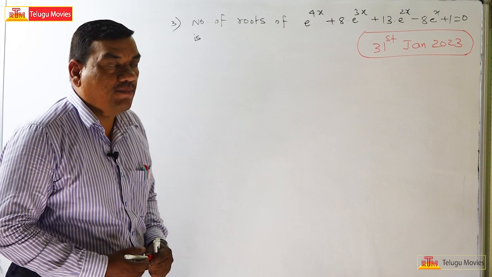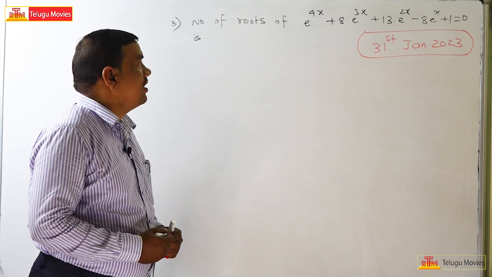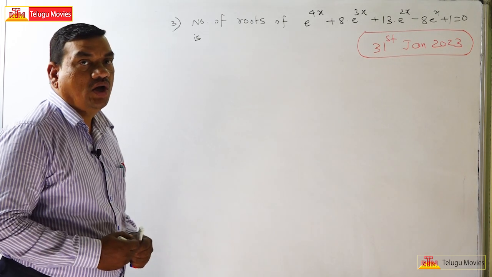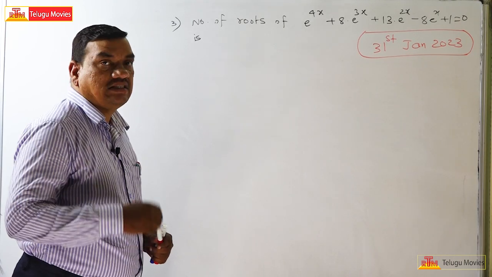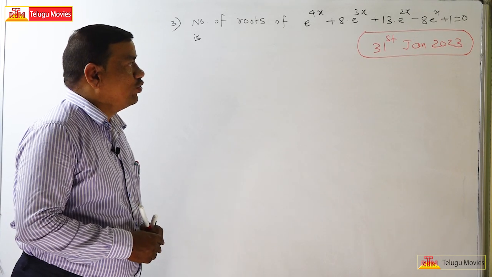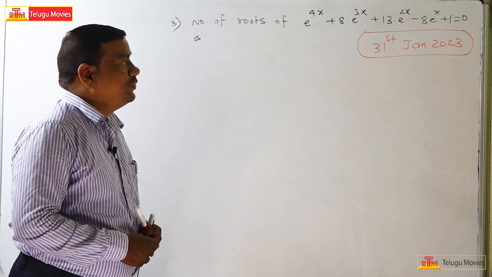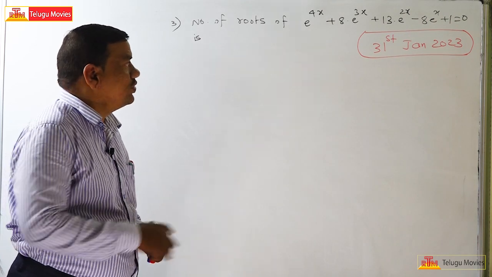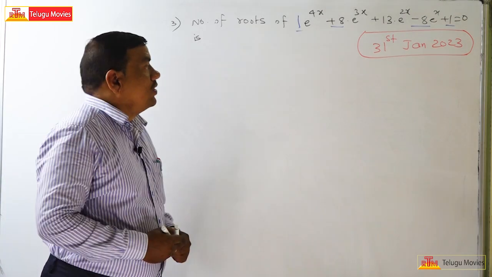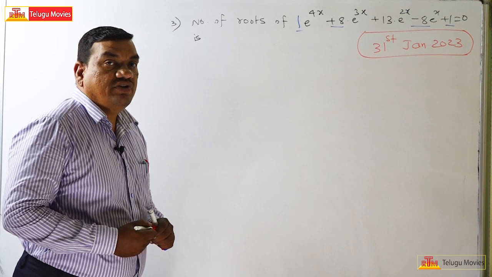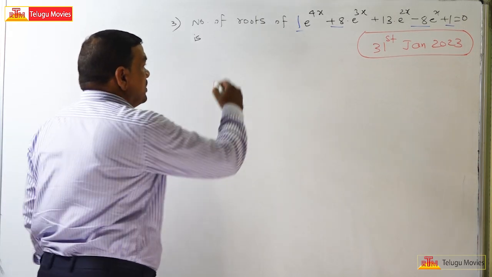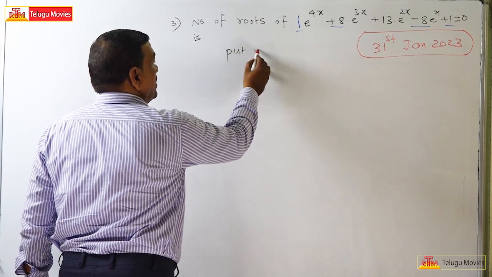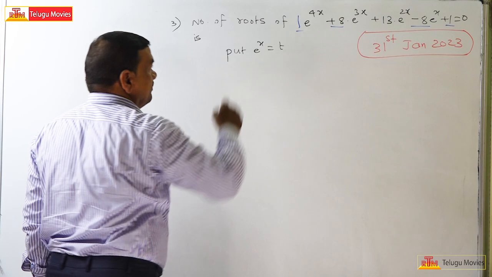Hi students, welcome to this problem. So here, the number of roots of e to the power of 4x plus 8 into e power 3x plus 13 into e power 2x minus 8 into e power x plus 1 is equal to 0. So the number of roots are how many? Now let us solve this equation by taking e power x is equal to t. So put e power x is equal to t.